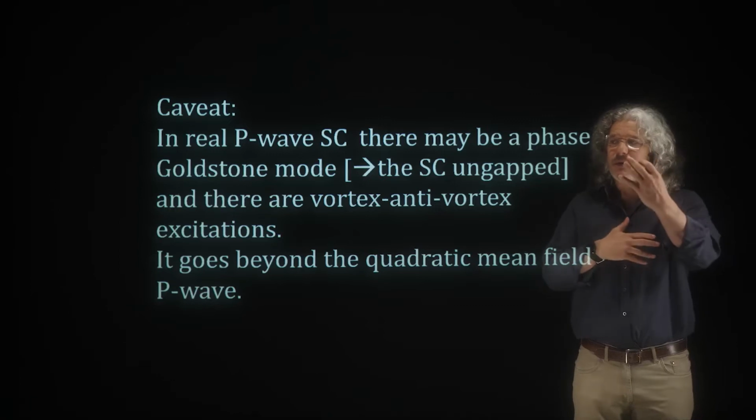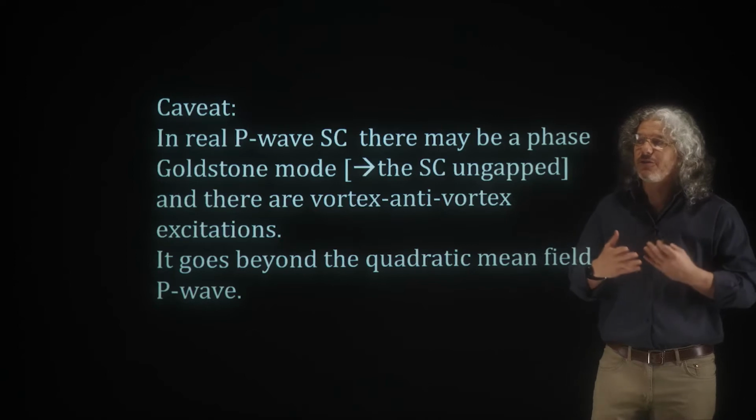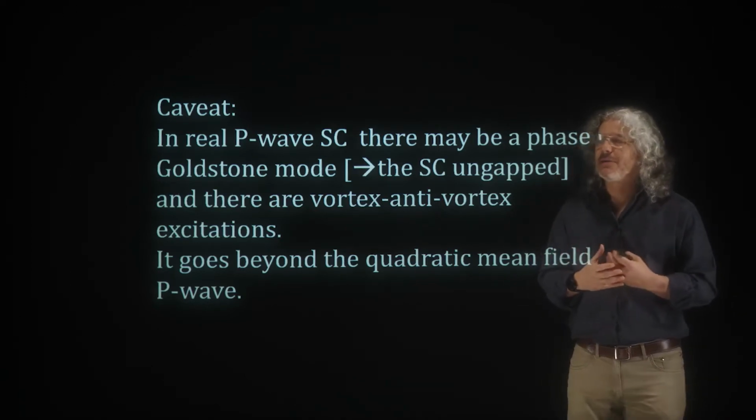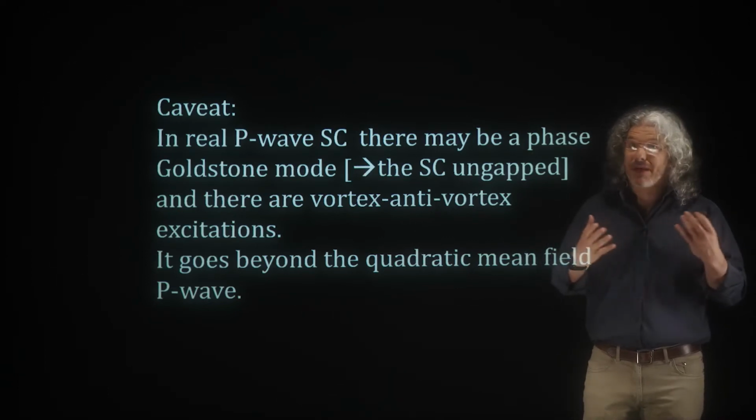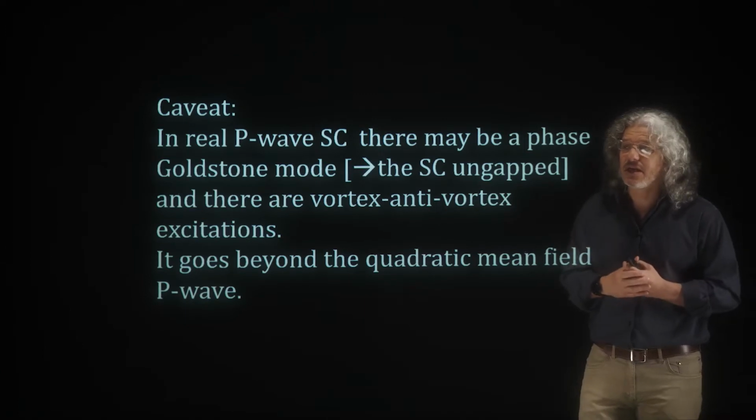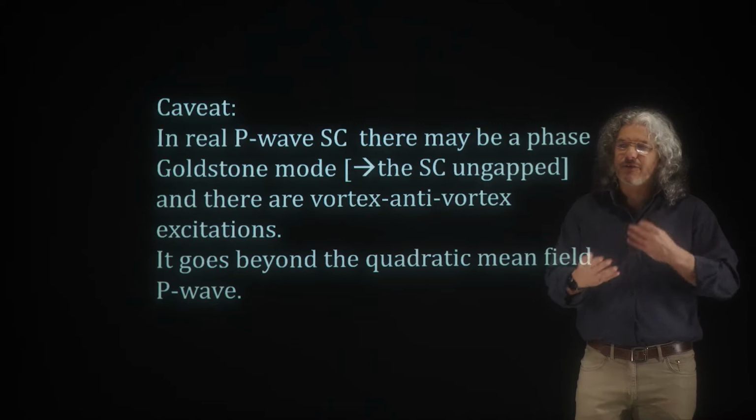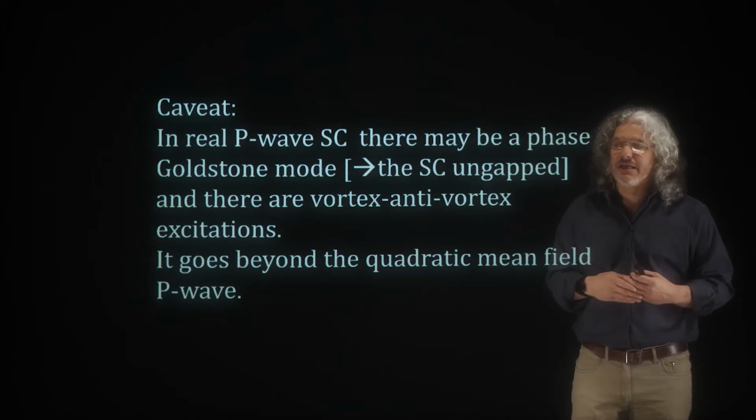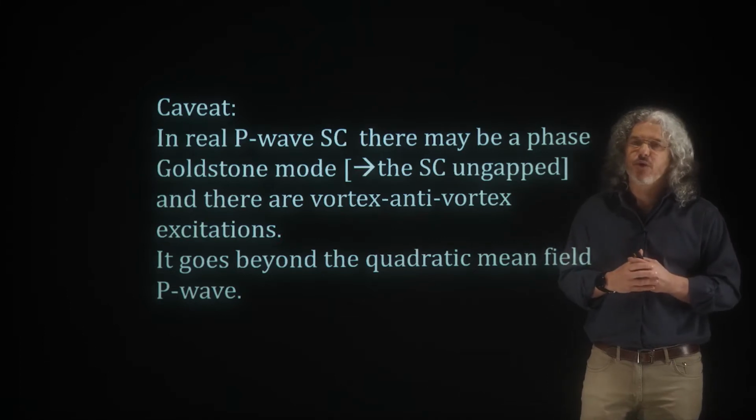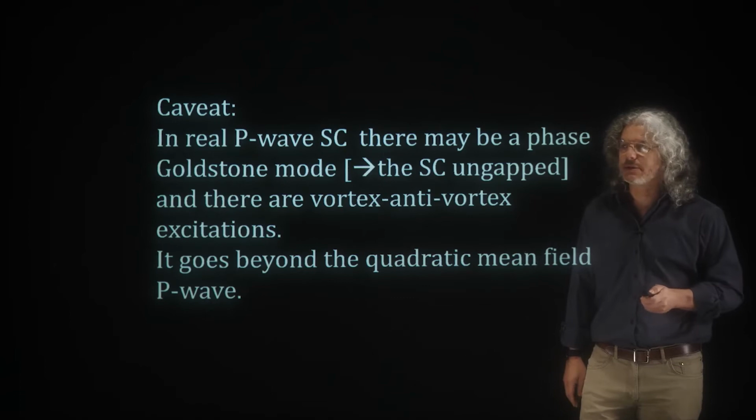The difference between the P-wave superconductor and the chiral spin liquid were on the level of the mean field approximation. In a real, experimentally available P-wave superconductor, there may be a phase Goldstone mode. Maybe there is this mode that makes the superconductor ungapped. There are also anti-vortex excitations in the system, but all that goes beyond the quadratic mean field P-wave superconductor, which we discussed in this course.